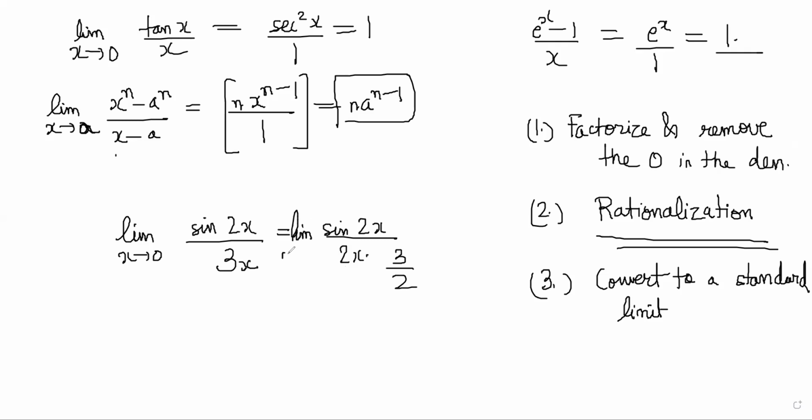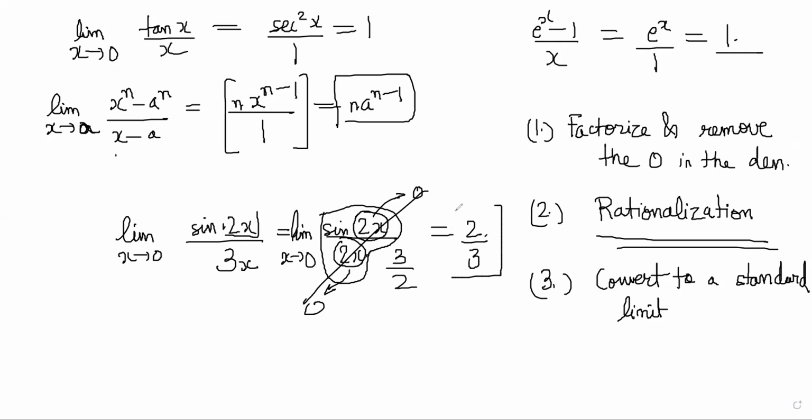Remember that this sine x by x limit is 1 only if the inside part and this part match. It should be the same. It cannot be 2x and 3x, okay? It should match and both should tend to 0, right? Which is happening now. So the answer will be just 2 by 3, right? So converting to a standard limit is a powerful thing.